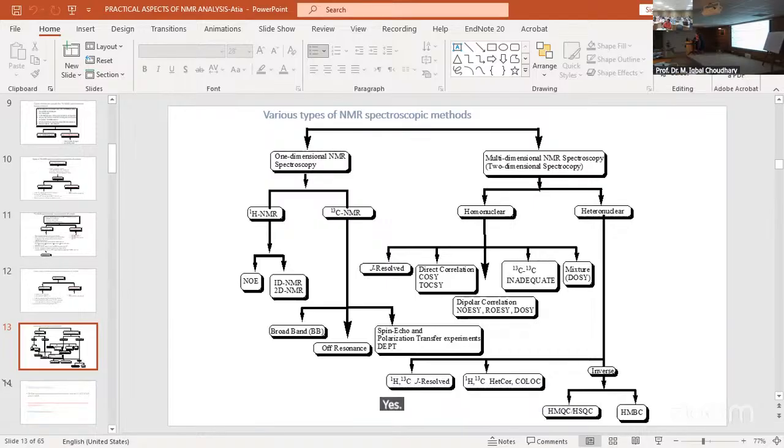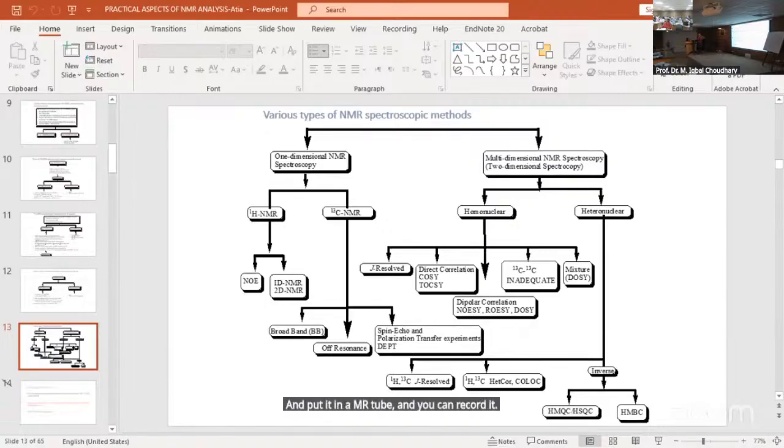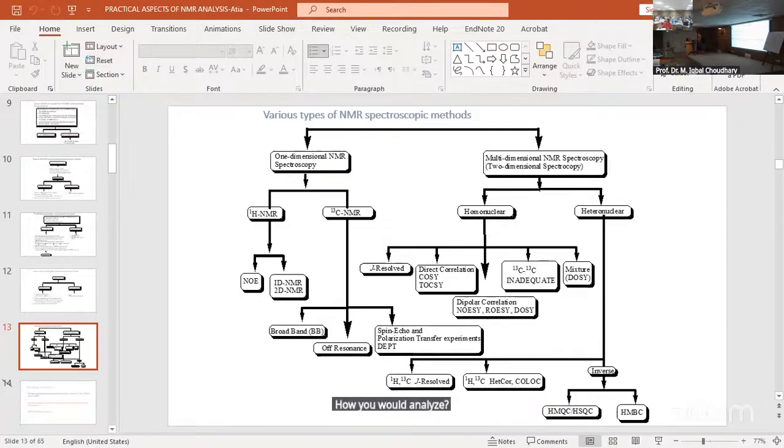I remember before 1 year, at a conference, I asked about mixtures and how we can do it. You can definitely record whatever you want to record. Whatever is soluble, put it in an NMR tube and you can record it. Definitely no problem. The problem is analysis. Recording is no problem. Even if the whole plant mixture is thousands of compounds, you can record it. How would you analyze it?